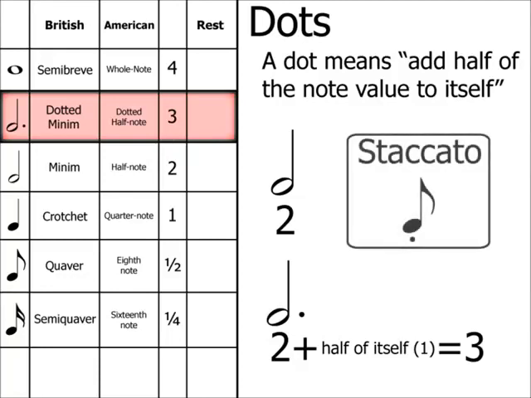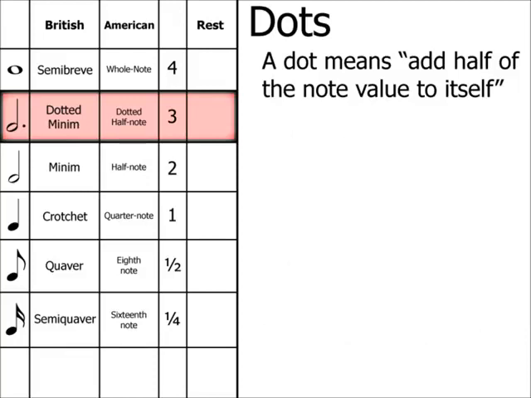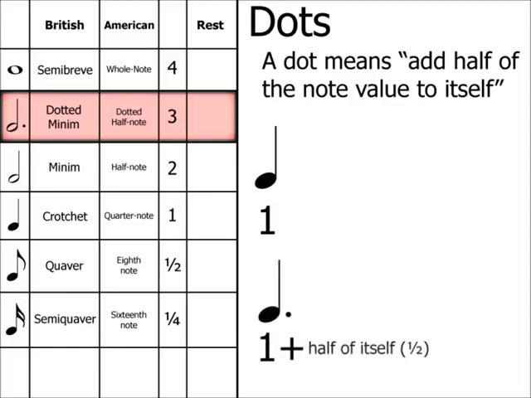Don't get confused with a dot which is under or above the note head, as this means staccato, which means play the note short or detached. A dot can be added to any note. This is a crotchet, it's worth 1. If we add a dot, it means add half the value of a crotchet. Half the crotchet is half. Therefore, the value of this note is 1.5.